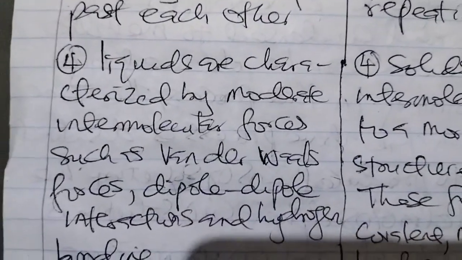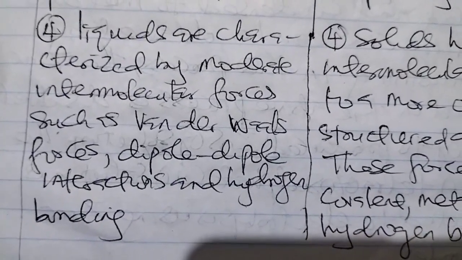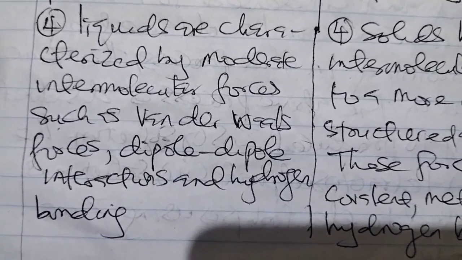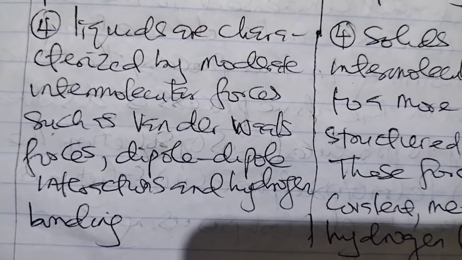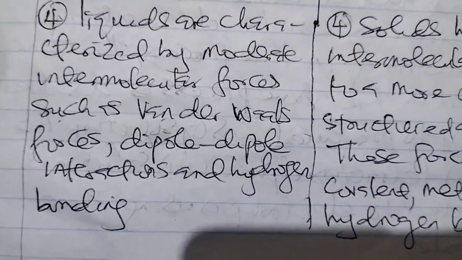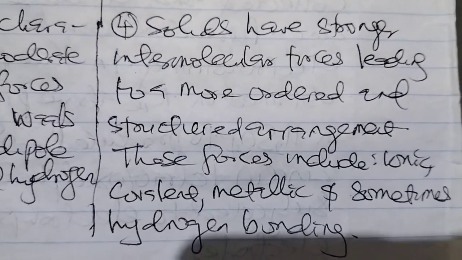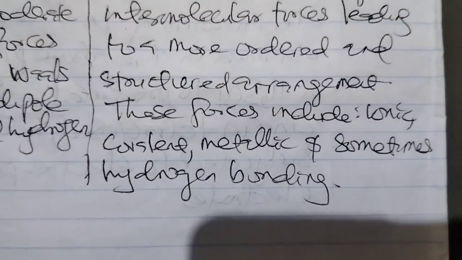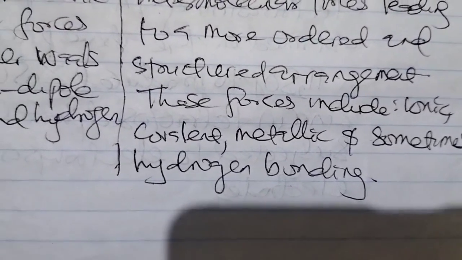Number four, liquids are characterized by moderate intermolecular forces such as van der Waals forces. It is spelled W-A-A-L-S, but it's pronounced as "Vahls" because it's a German word. Van der Waals forces, dipole-dipole interaction, and hydrogen bonding. In solids, number four, solids have stronger intermolecular forces leading to a more ordered and structured arrangement. These forces include ionic, covalent, metallic, and sometimes hydrogen bonding.